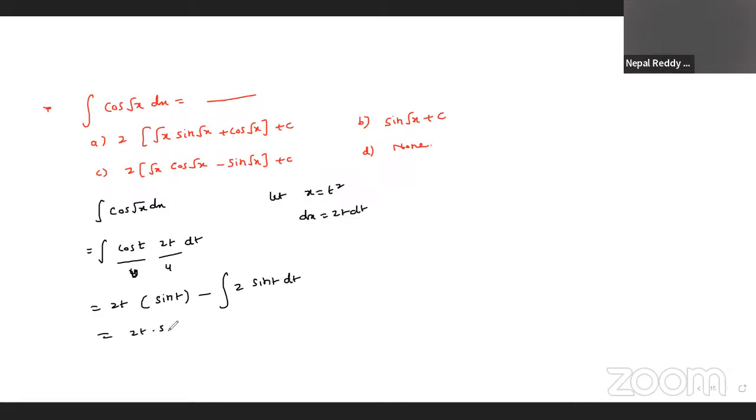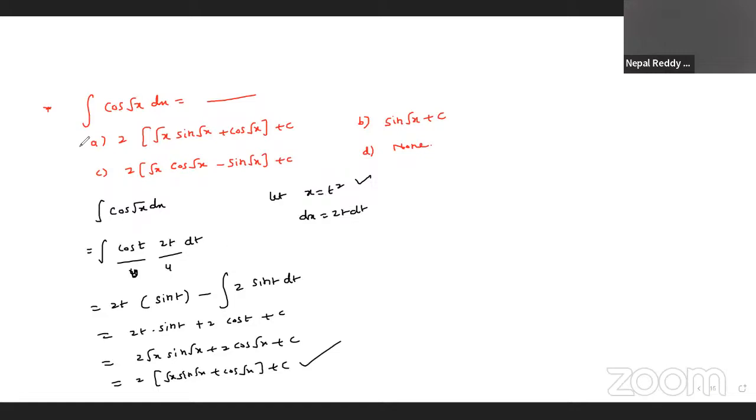Therefore, 2t into sin t minus 2 integration of sin t, minus cos t, and hence here put plus sign, cos t plus c. Now replace t with root x. You will get 2 root x sine of root x plus 2 into cos of root x plus c. When you take 2 common, root x into sine of root x plus cos of root x plus c it is. Therefore, option A is the right answer.